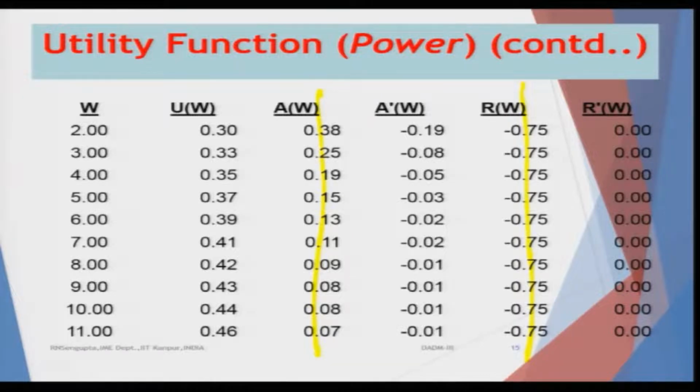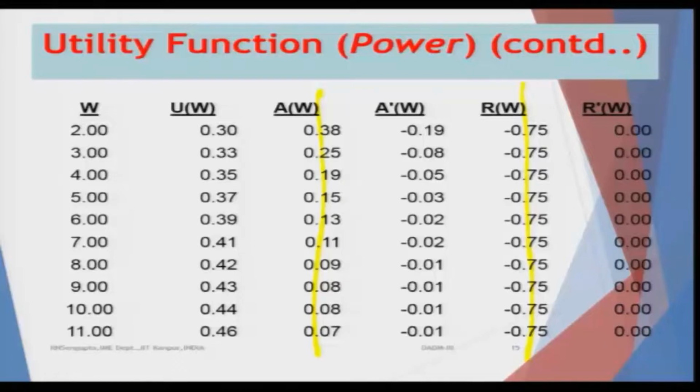Given A, again you will find A prime, which would be d of A by d of W, which is delta of A. Delta means the difference of two consecutive values of A divided by the difference of W. That will give you A prime, which is given in the fourth column. I will not highlight it, I will just move my cursor accordingly.